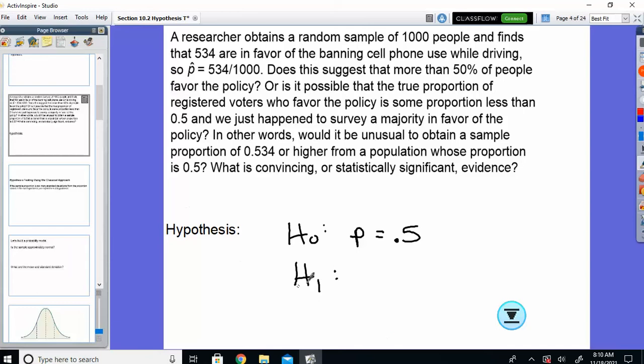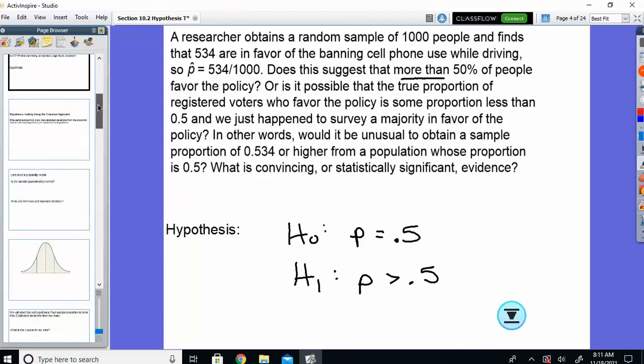Then my alternative is going to be what? We are trying to find if it's greater than. Another clue, your p hat, was that more or less than my 0.5? P hat was more, so I'm trying to figure out, does that mean that my real proportion should be more? Okay, so that's my null and my alternative.